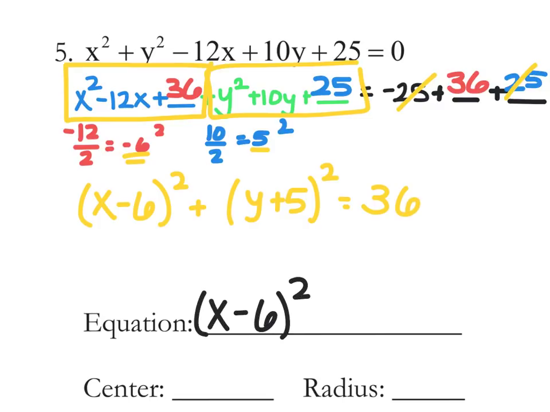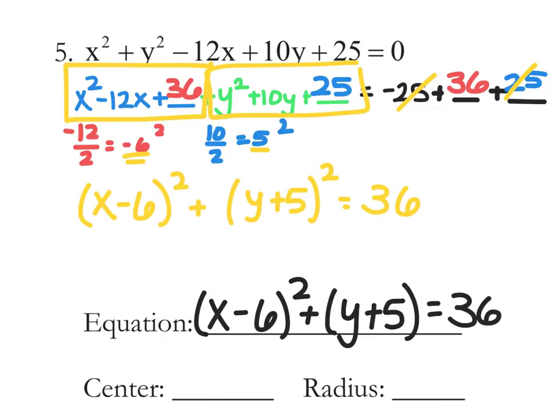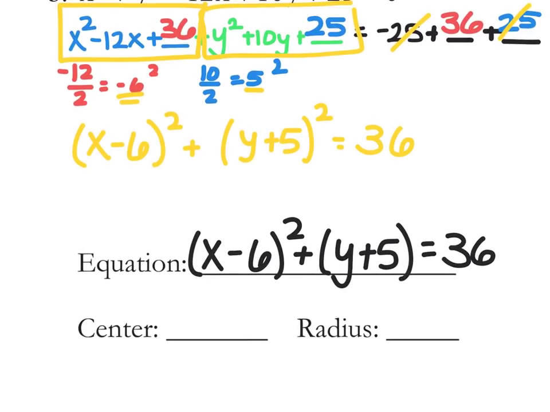I just completed the square twice. It seems intense, but it's really not that bad. And because of this, I can figure out the center, which is going to be 6, negative 5, and the radius, which is 6.